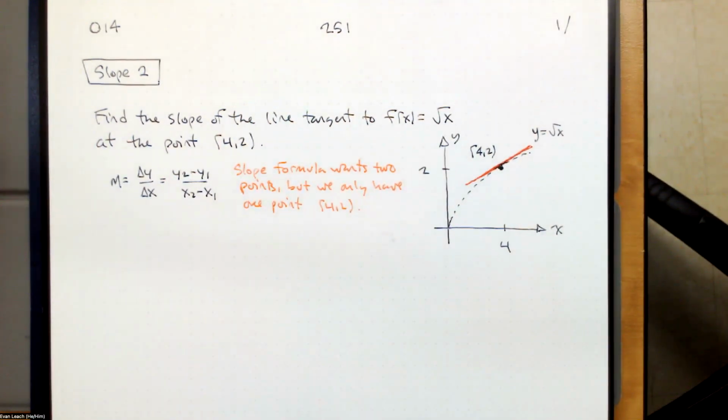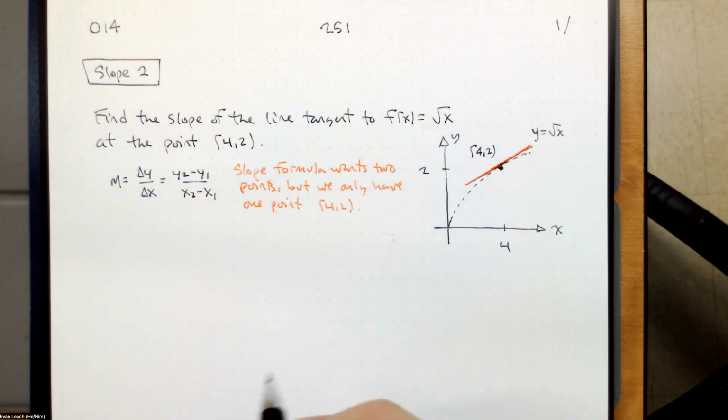We've only got the 1 point, (4, 2). If I try to put (4, 2) in for x1, y1 and x2, y2, I get 0 over 0, which is indeterminate. That's not helpful. So our strategy was to pick a point nearby. The way I phrased this was pick a point nearby, and I told you how far to go. So I gave you a value of h, which is a little bit farther away from the 4.